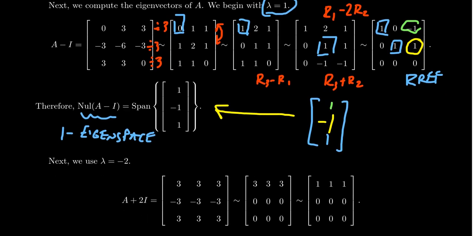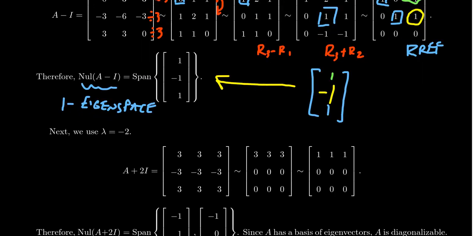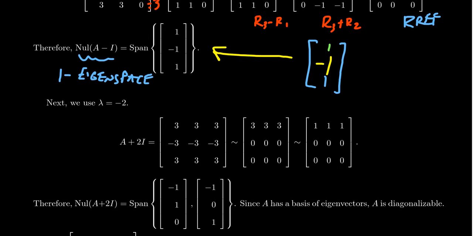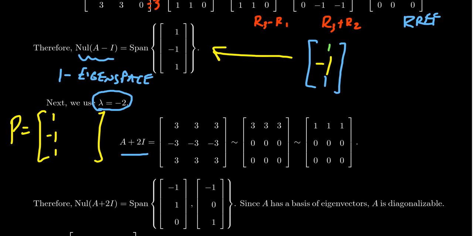So as we're trying to build our matrix P, we can think of the following idea. Our matrix P, we now have the first column that's associated to 1. It's going to be 1, negative 1, 1. Well, we need 2 more columns that'll come from the eigenvalue negative 2. So we basically repeat this process, rinse and repeat. We look at the matrix A plus 2I. If we add 2 to each of the diagonal entries, we're going to get 3, 3, 3, negative 3, negative 3, negative 3, 3, 3, 3.